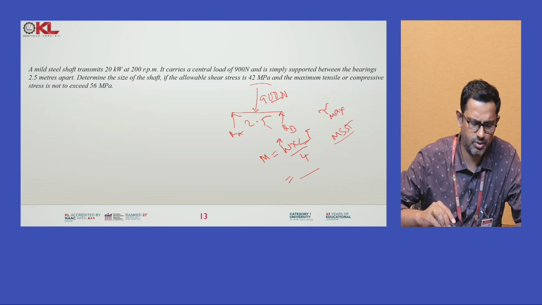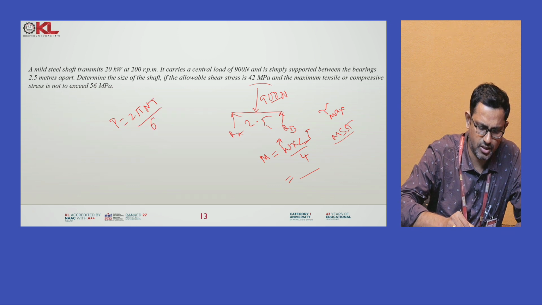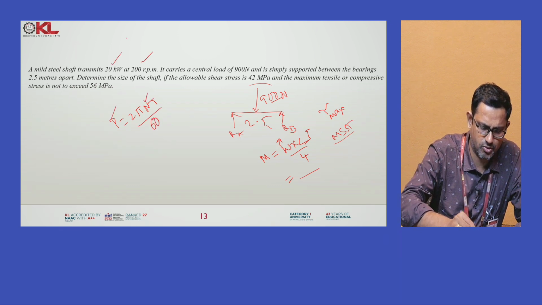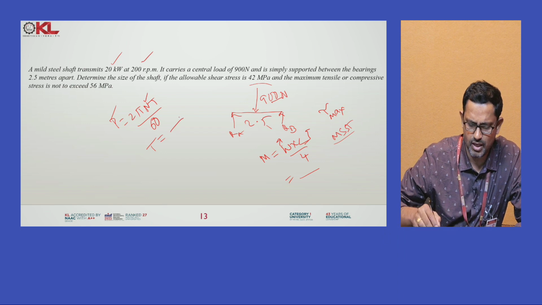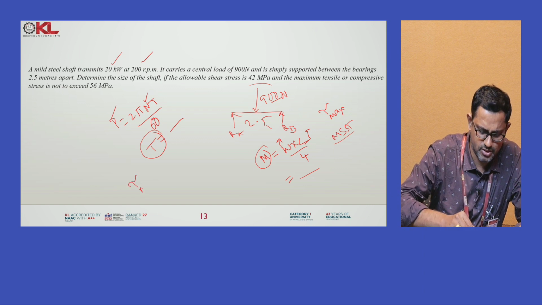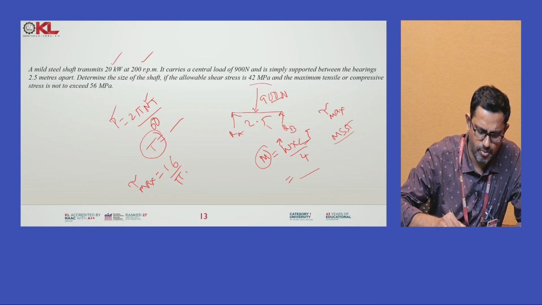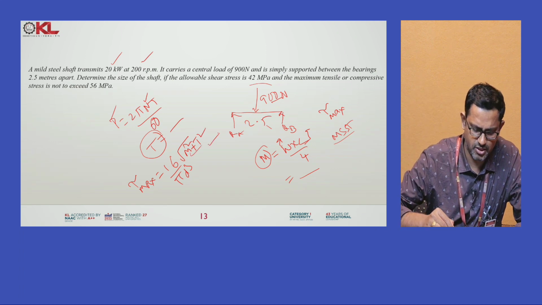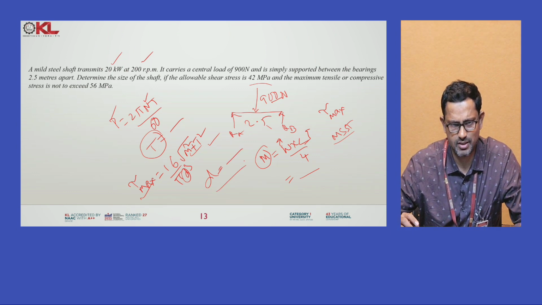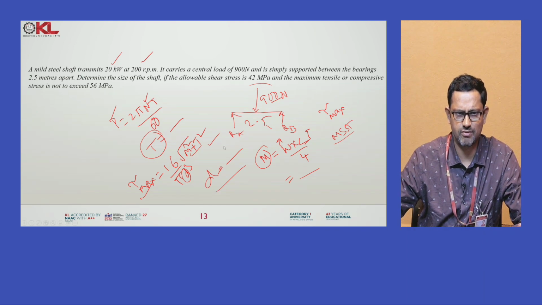And how will you get the twisting moment value? Again, as we have just seen, power is equal to 2 pi NT by 60. Here N is given as 200 rpm, power is given as 20 kilowatts, so the only unknown is the twisting moment. Once you know the bending moment and the twisting moment, tau max is equal to 16 by pi d cube into under root M square plus T square. M is known, T is known, tau max is known, and the only unknown is d. So you can calculate it using this equation. This is how we have to design shafts which are subjected to both bending moment as well as twisting moment.